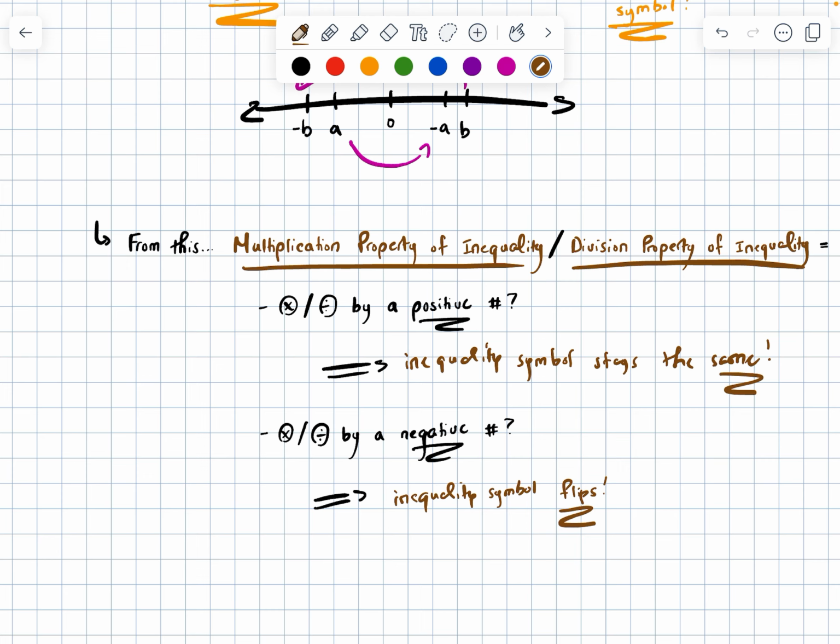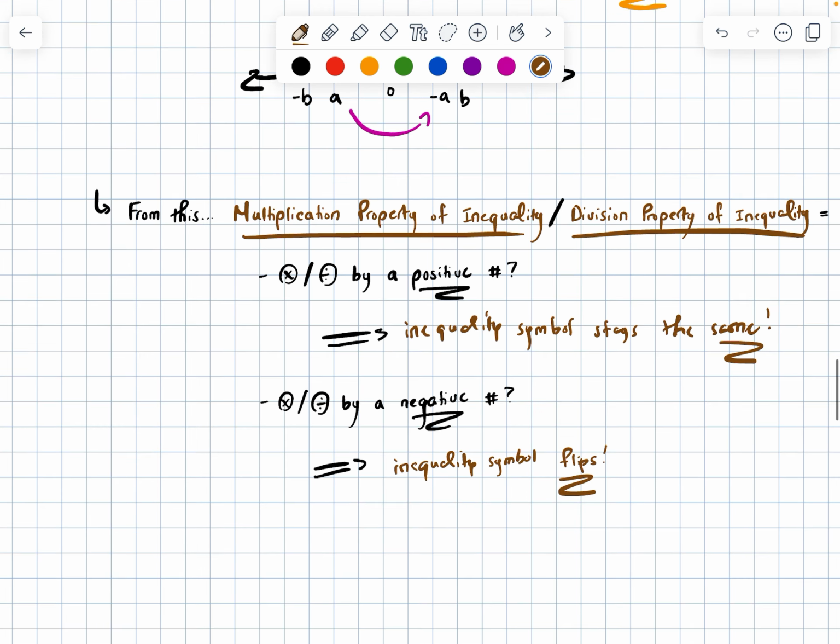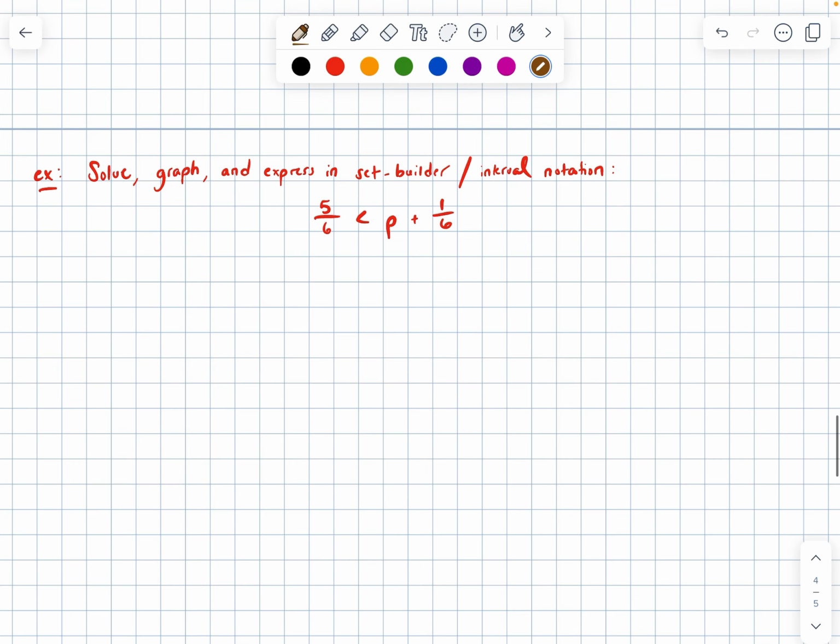Fantastic. With these ideas in mind, we should now have all of the tools that we need to solve any inequality that we can encounter. Let's start real simple, and then we'll get more complicated. Because of course we will. Math is about pain and suffering, and your pain and suffering brings me joy.